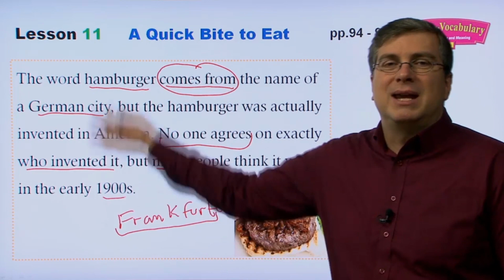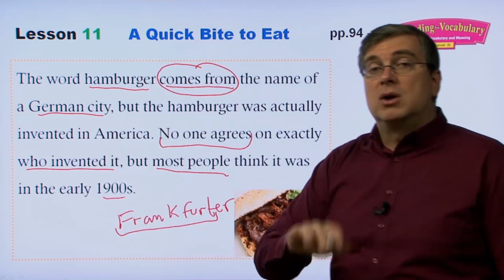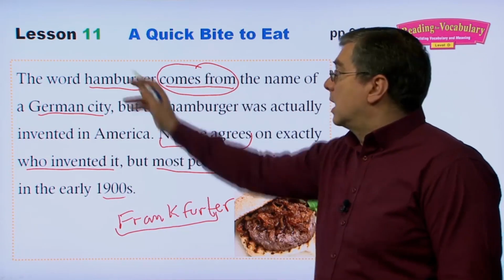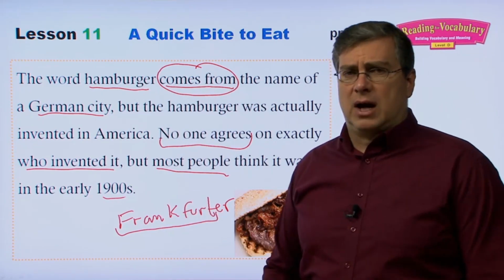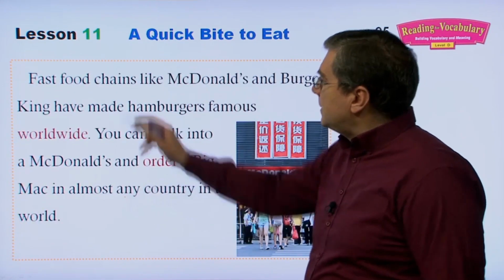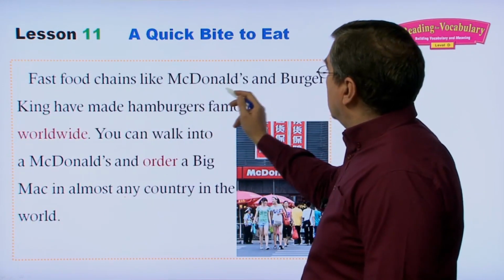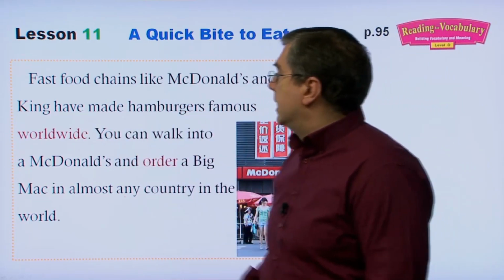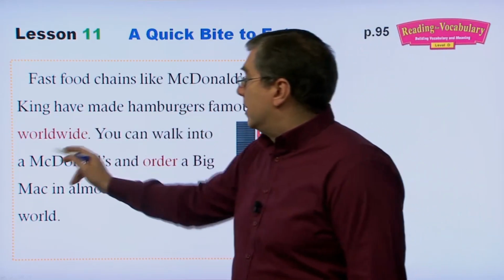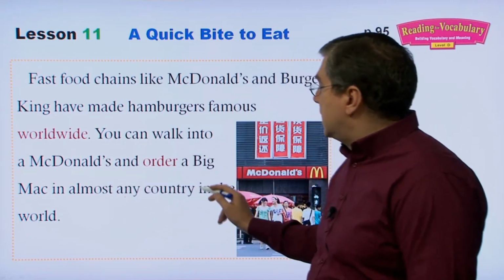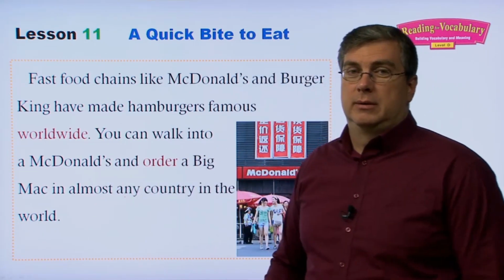Again, this is a time when many immigrants were coming over from Europe to America. So probably somebody brought it with them from Germany. Not only the hamburger, but also the Frankfurter, okay, the Frankfurter or hot dog. Fast food chains like McDonald's and Burger King have made hamburgers famous worldwide. You can walk into a McDonald's and order a Big Mac in almost any country in the world.